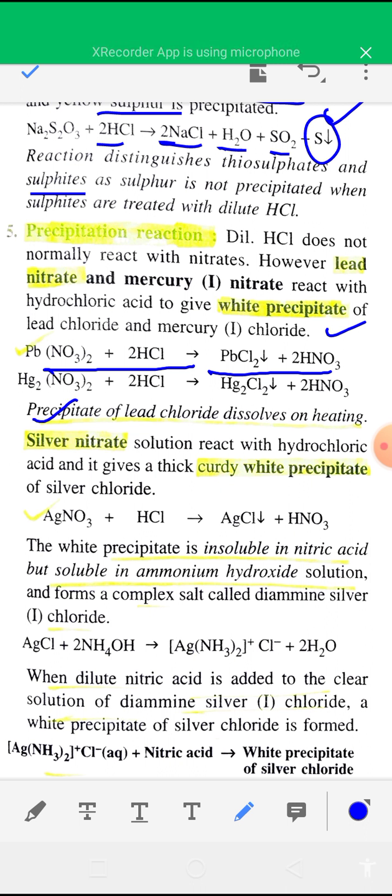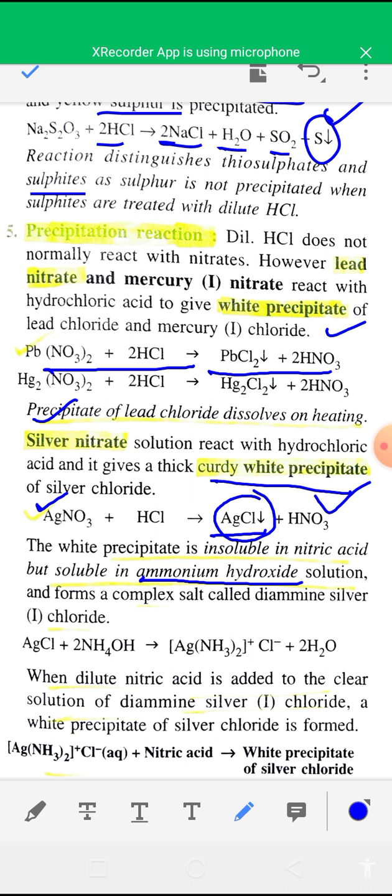Similarly, silver nitrate forms a curdy white precipitate with hydrochloric acid. AgNO3 forms a curdy white precipitate due to formation of AgCl. AgNO3 plus HCl gives AgCl plus HNO3. This is one test of hydrochloric acid. Hydrochloric acid forms a white precipitate when it comes in contact with silver nitrate solution. And the white precipitate of silver chloride, AgCl, is insoluble in nitric acid but soluble in ammonium hydroxide solution, and it forms a complex salt called diamminesilver(I) chloride.